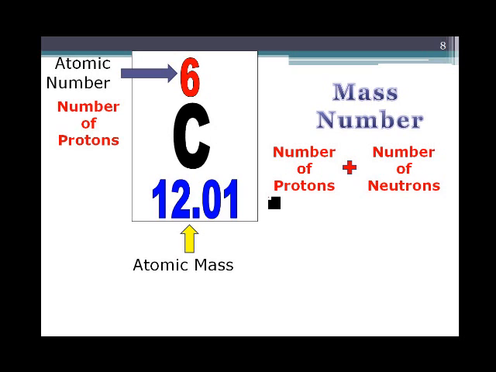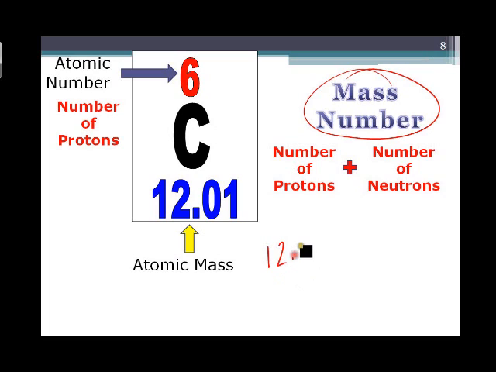Now, the atomic mass is the weighted average of all our naturally occurring isotopes. This is different from the mass number. The mass number is the number of protons plus the number of neutrons. How do we figure out the mass number when compared to the atomic mass? It's very simple. We take the atomic mass, 12.01, and considering the fact that we cannot have 0.01 of a neutron or a proton, we have to round to the nearest whole number. So the mass number of carbon would be 12.